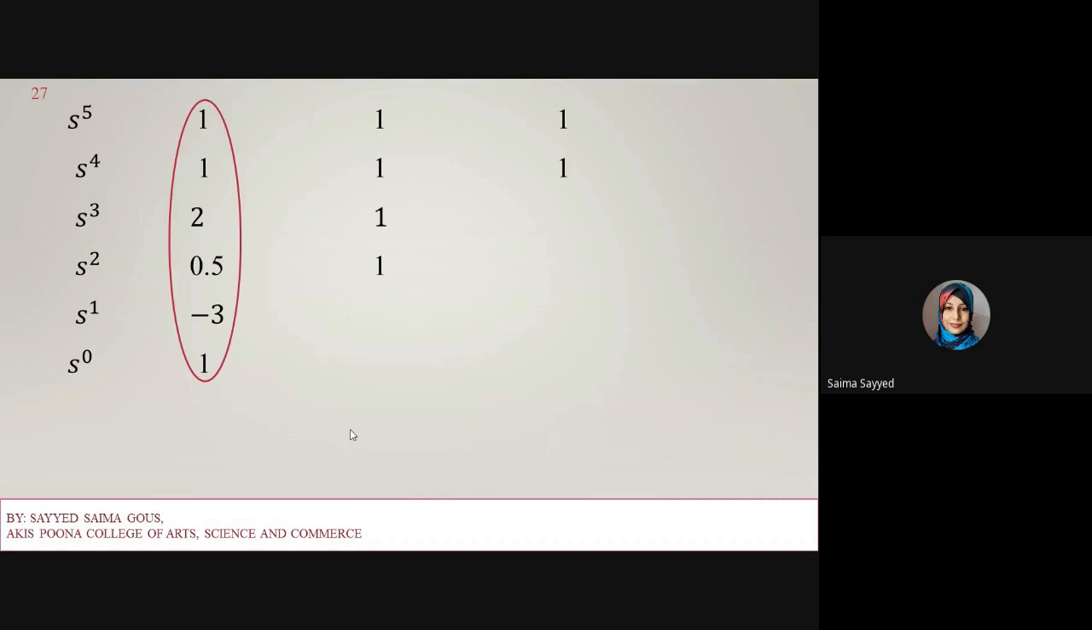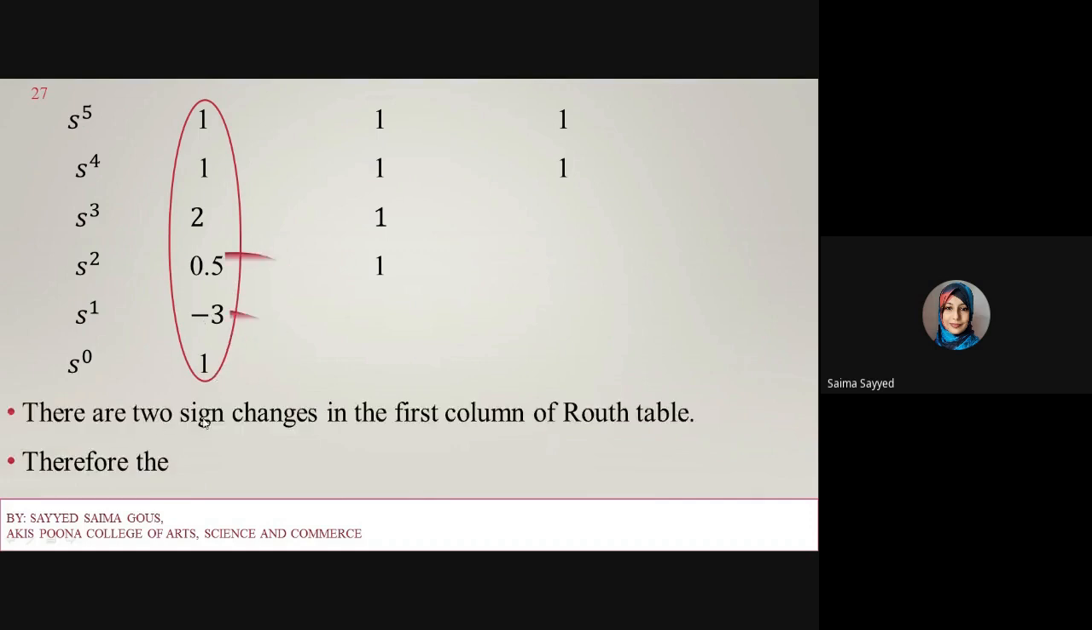So here in the first column there are two sign changes, from positive 0.5 to negative 3 and from negative 3 to positive. So there are two sign changes in the first column of the Routh table. So the system is said to be an unstable system.